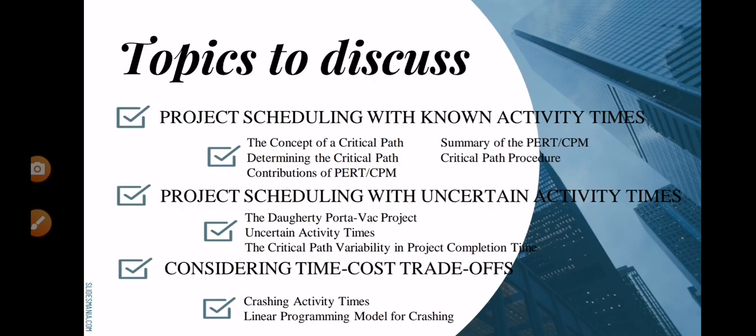Next, let us know the overview of this topic. First is project scheduling with known activity time. Under this topic are the concept of a critical path, determining the critical path, contributions of PERT and CPM, and the summary of the PERT and CPM critical path procedure. Next is project scheduling with uncertain activity time. Under this one is the Doherty Portavac project, second is uncertain activity times, and third is the critical path variability in project completion time. Next is considering time cost trade-offs. Under this one are crashing activity times and the linear programming model for crashing.